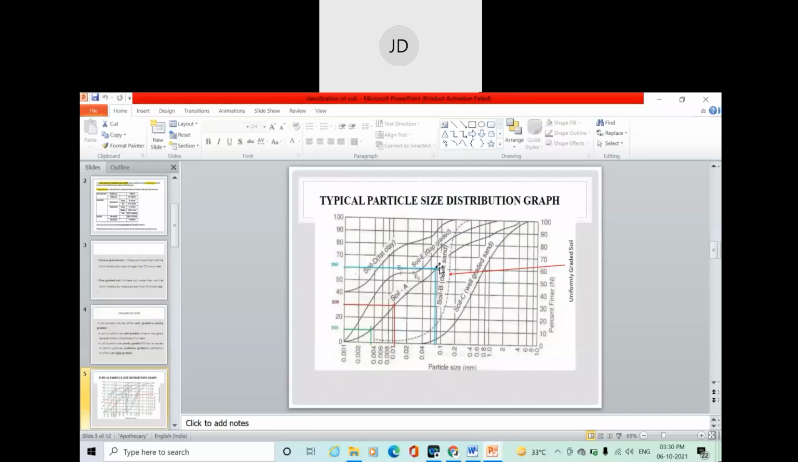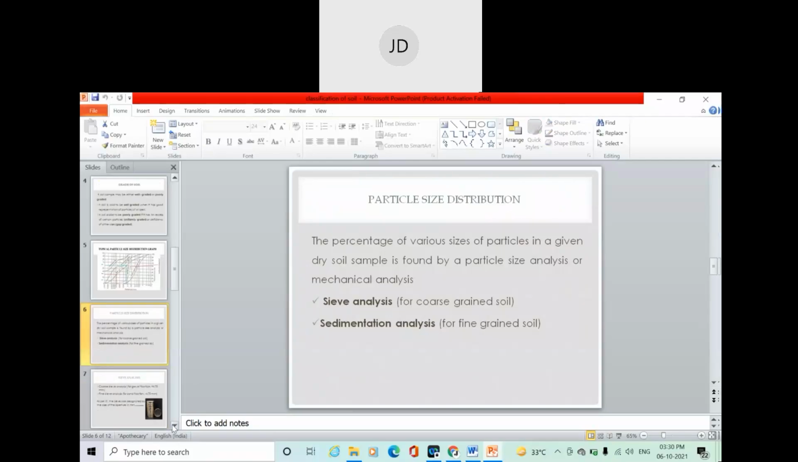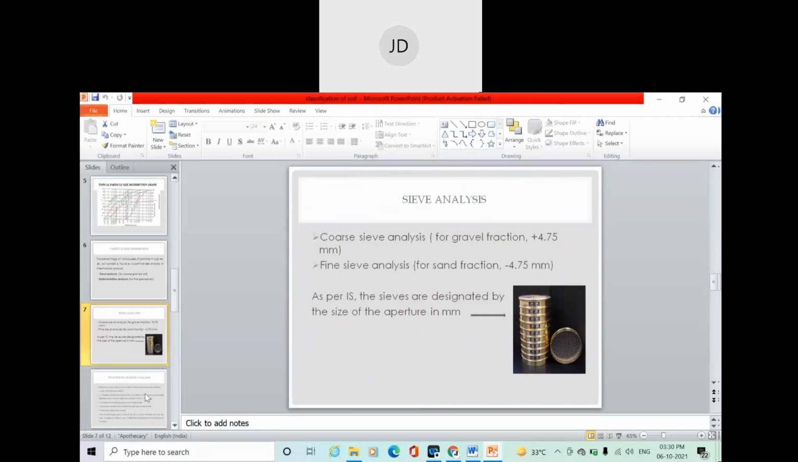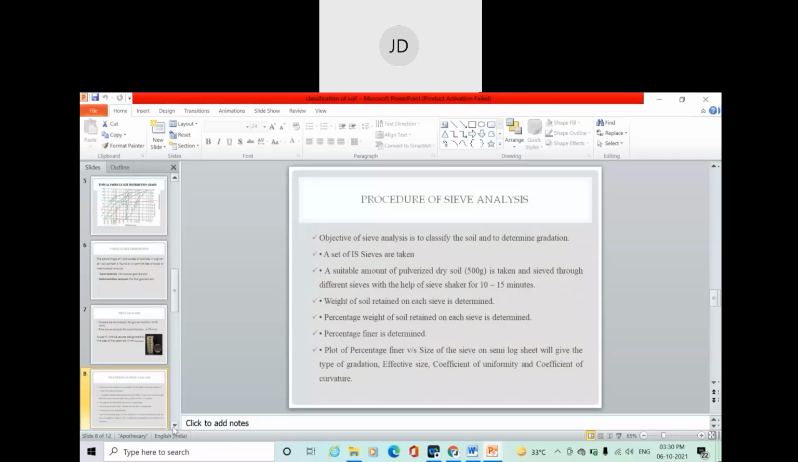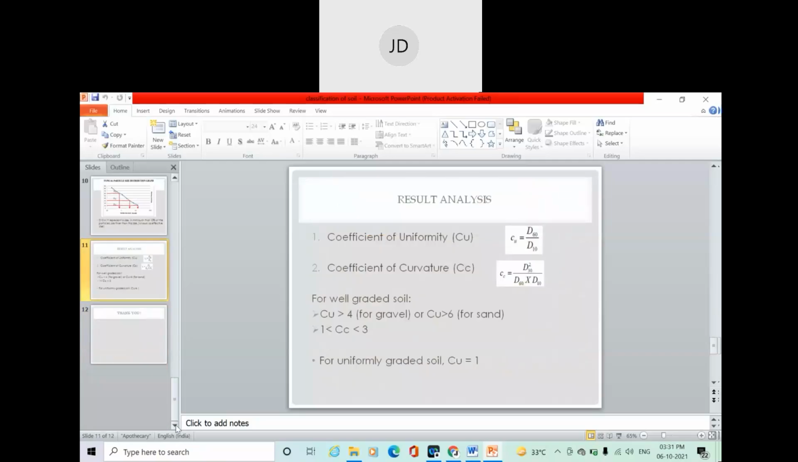And this is the graph showing different particle size distribution. You can understand this graph only when you understand the lab practical of particle size distribution or sieve analysis. So I will give you the link. After going through this link, you will understand this graph also. These things are already discussed. The procedure of sieve analysis we will get to know from the video link. These things also you will understand from the video link.